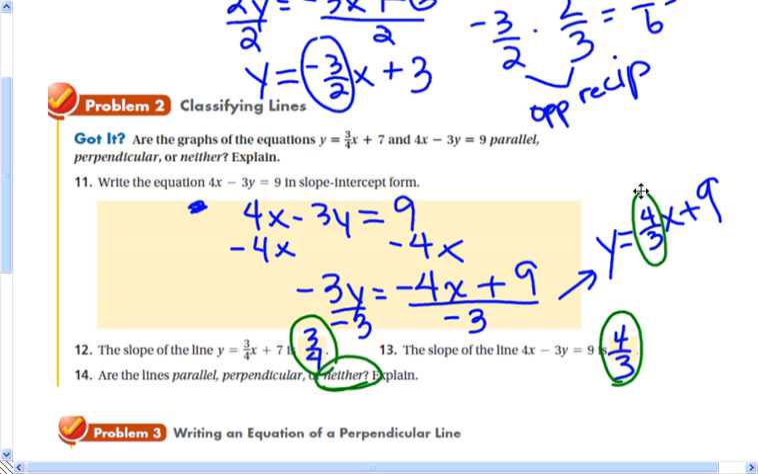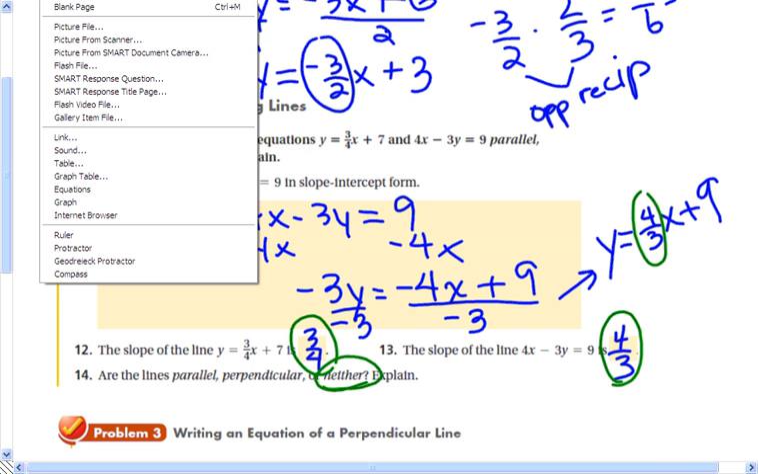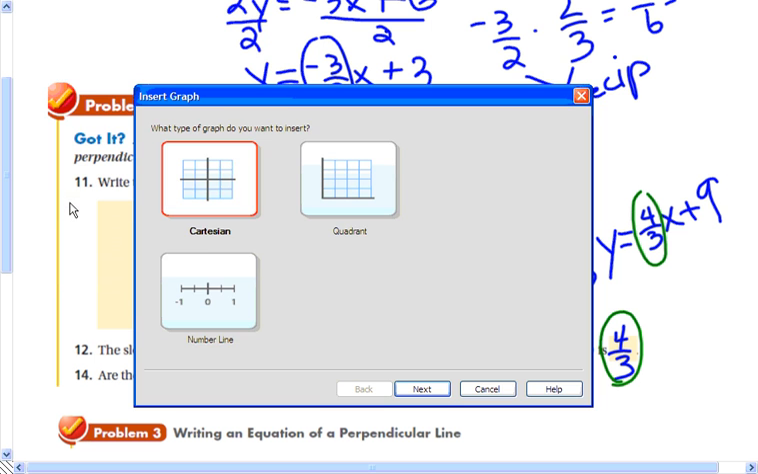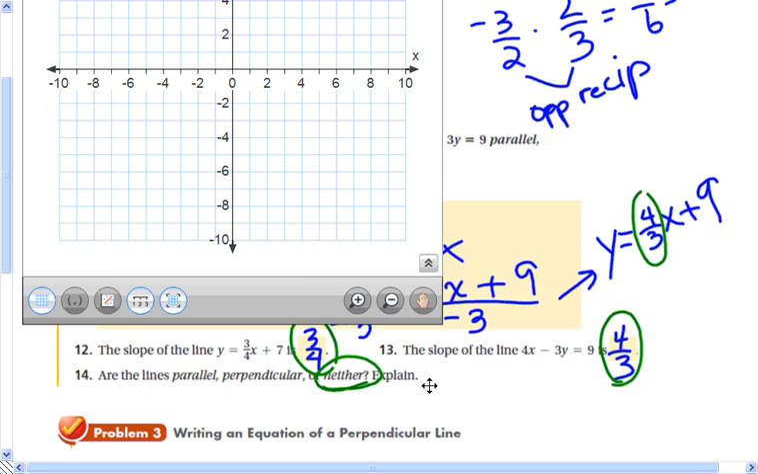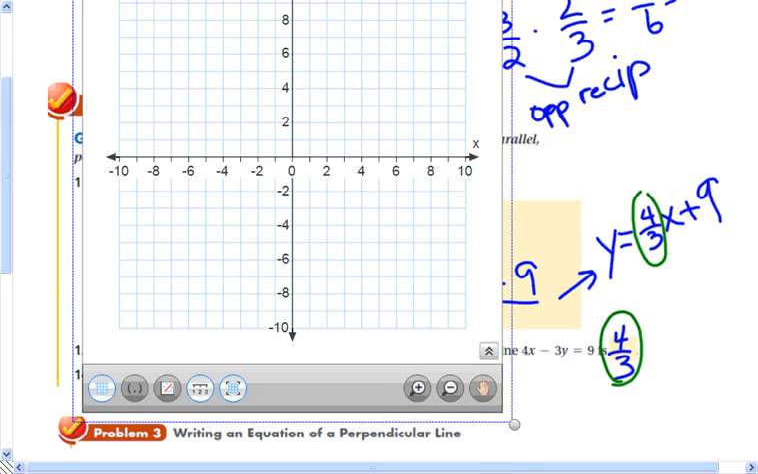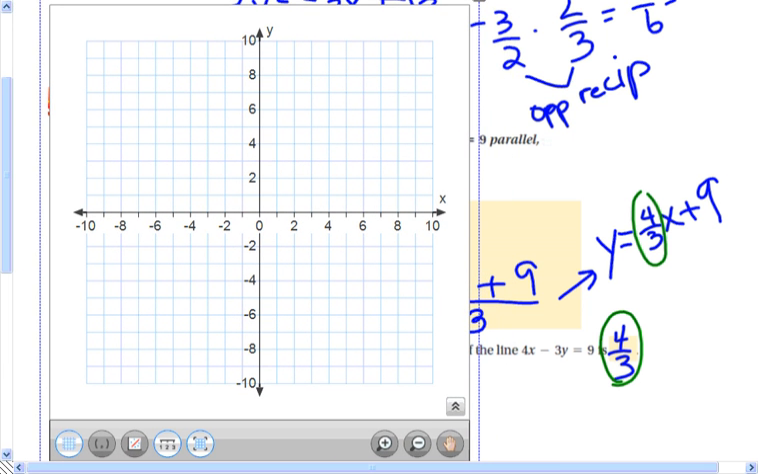if we have a line with slope 3/4 and a line with slope 4/3, let me just insert a graph here real quick. So if we put on here one line that has a slope of 3/4, that would be points like this, up 3 for every 4 I go over. So those are 3/4. And then I draw a line through those.